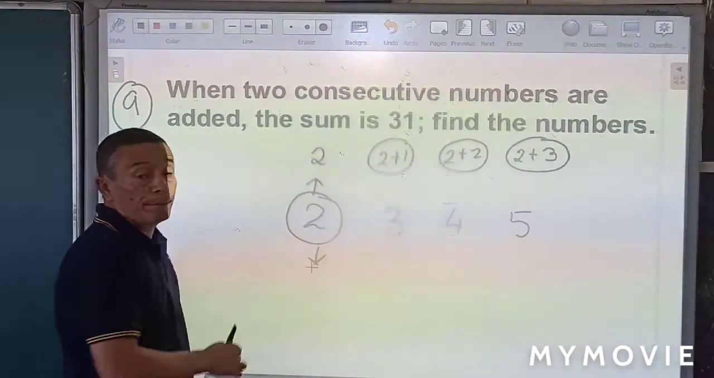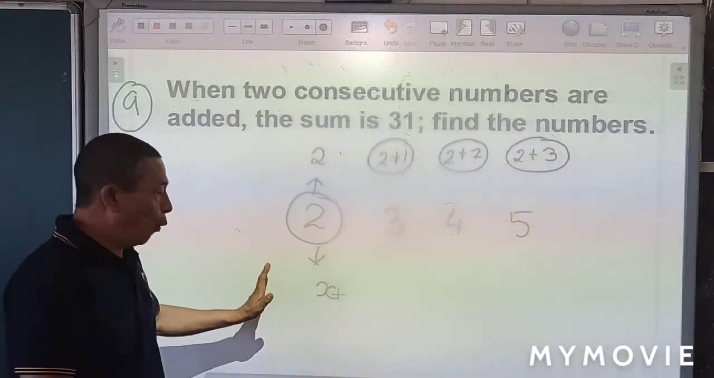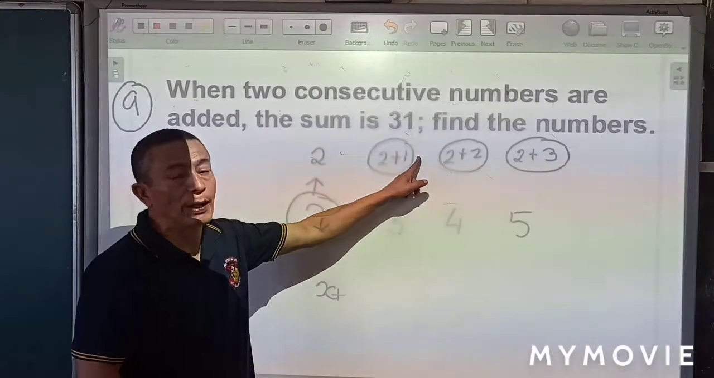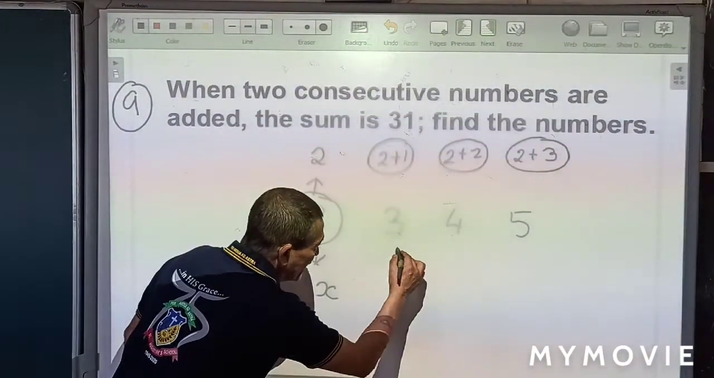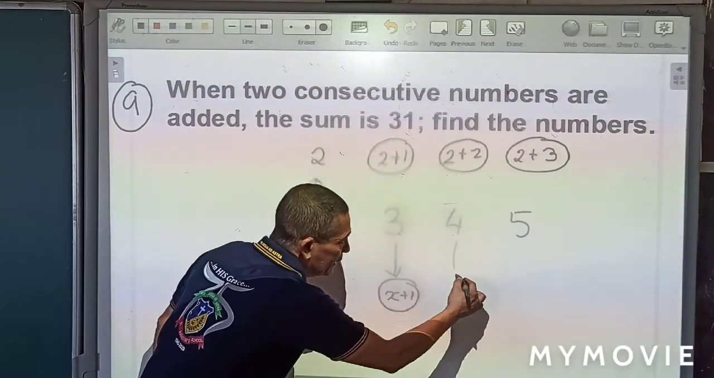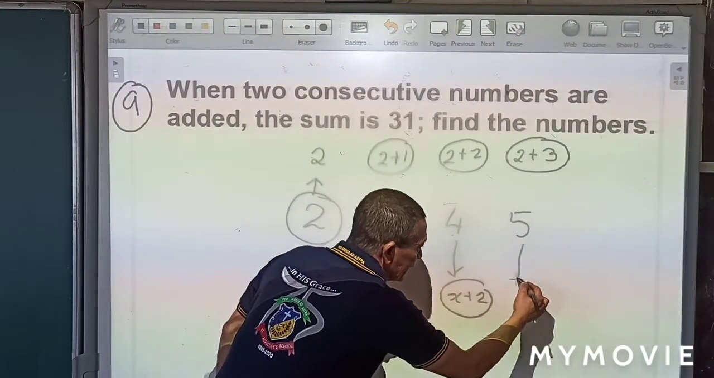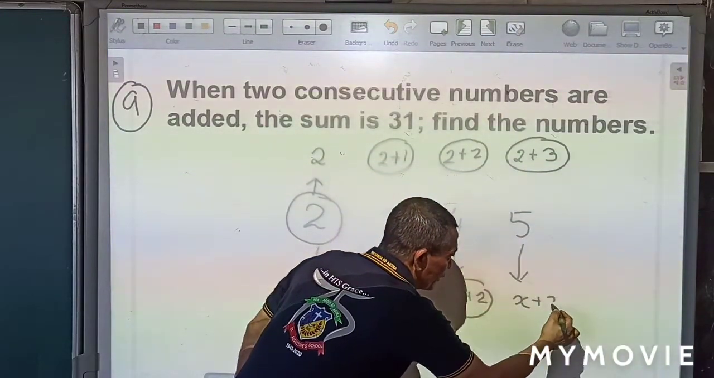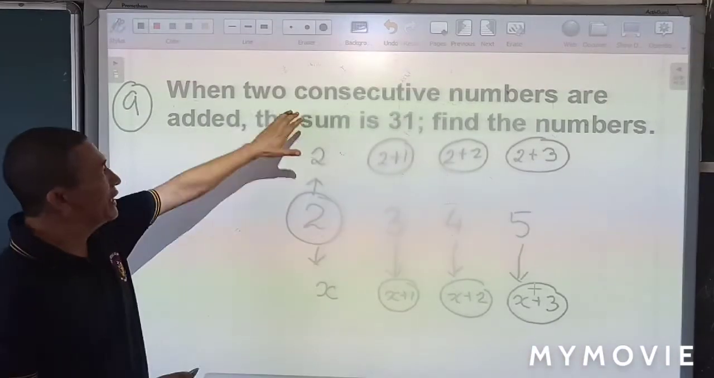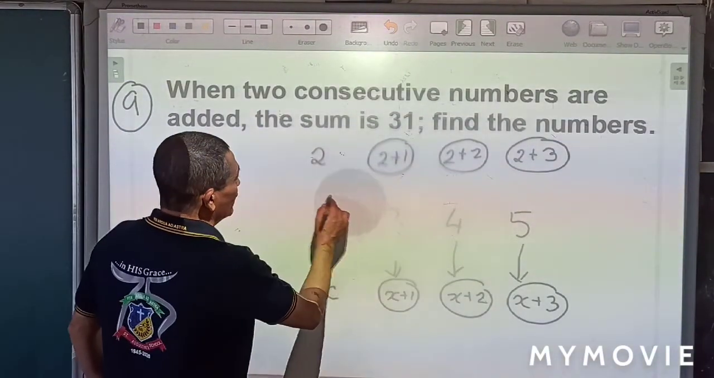Now, in algebra, if the number that I know is x, what will be my next number? To get my next number, I am supposed to add 1. So, my next number here becomes x plus 1. Similarly, the next number becomes x plus 2. And then the next one, x plus 3. So, this is the concept that we are going to use in order to solve this sum. So, let's go ahead and solve the sum now.